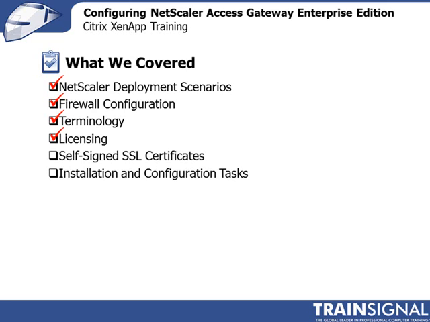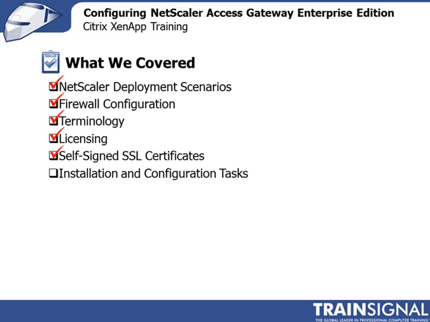Then we moved on to licensing. We talked about the difference between a platform license and a user connection license. A platform license allows you to enable features on the NetScaler itself, like application firewall, global server load balancing, and so forth, whereas a user connection license is simply a connectivity pack that allows a number of users to get access to the NetScaler.